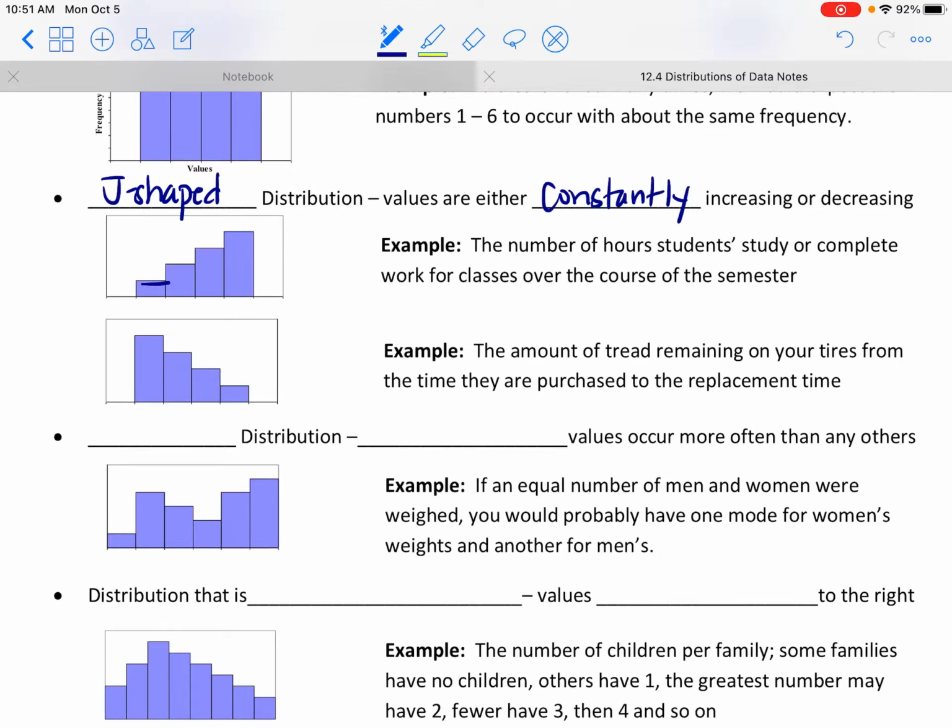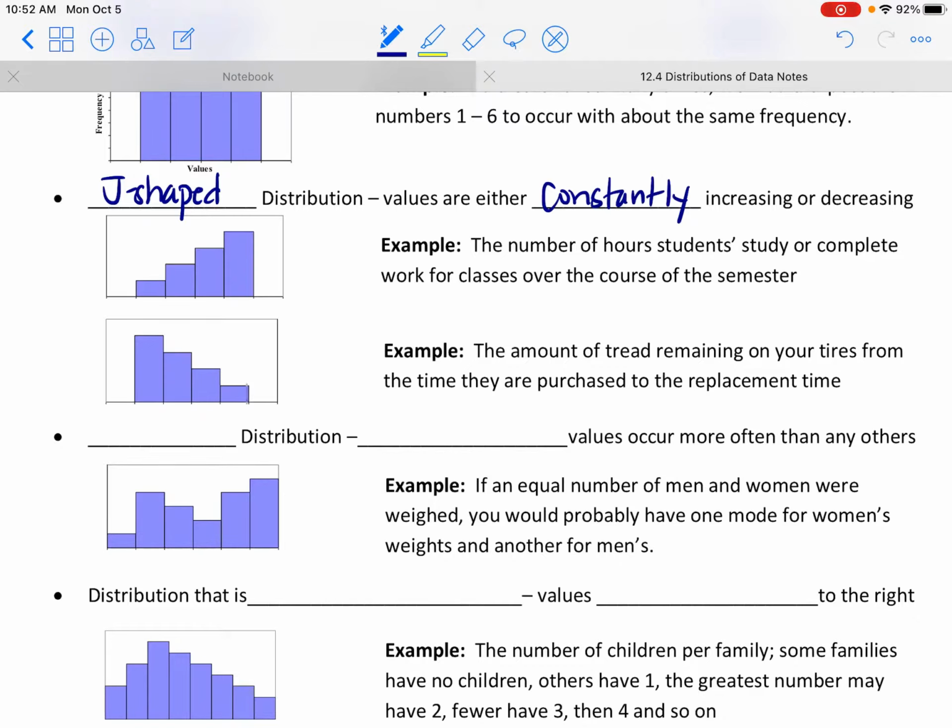J-shaped, maybe you can kind of see a J. This one's backwards, but maybe you can kind of see a J shape happening in here. And I don't want you to put the blame on me for these names. Okay, I'm just the messenger here, so don't blame me for the awkwardness in the names. So J-shaped distribution, values constantly increasing, constantly decreasing.